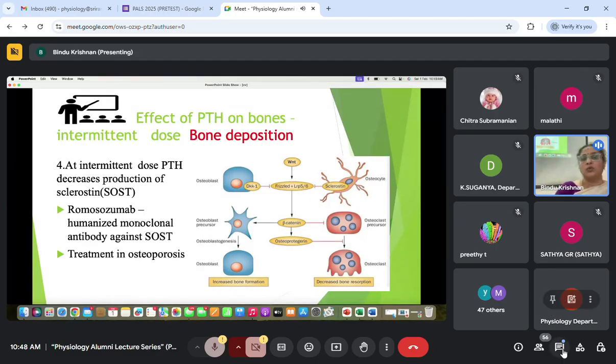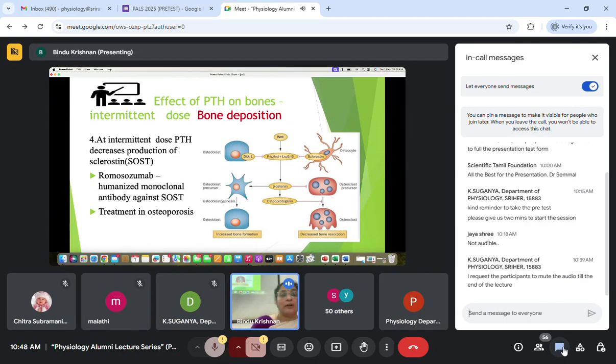The drug is romosozumab. I couldn't pronounce it even after practicing it many times. So it is a humanized monoclonal antibody against SOST. So SOST is decreased, and the pathway which is helping in bone formation is activated. That is the WNT pathway, right?